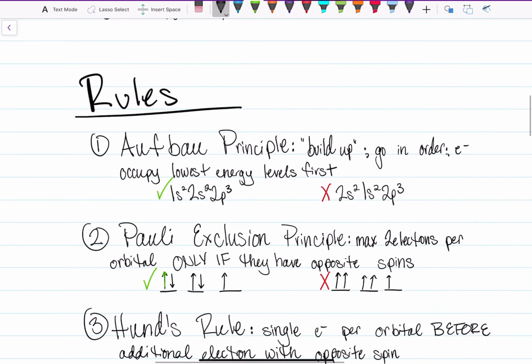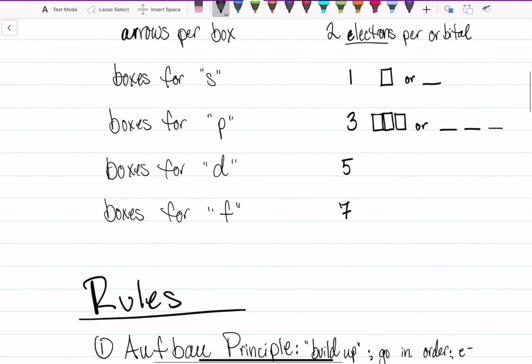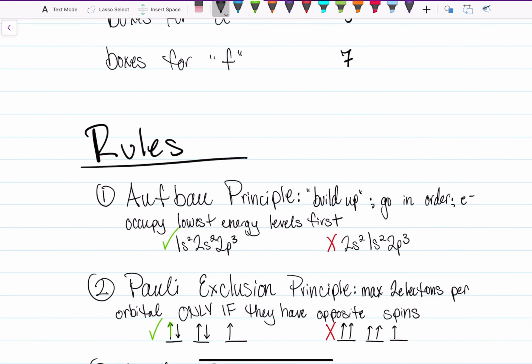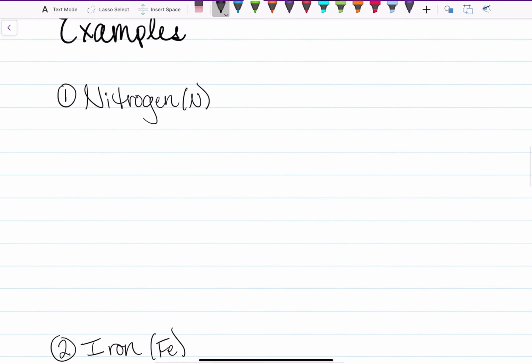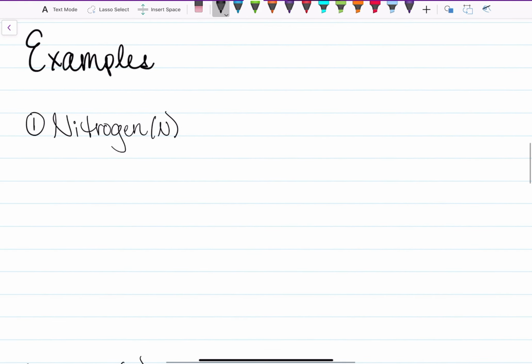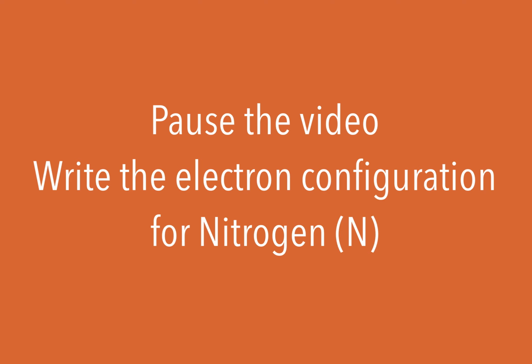Now that you guys know the symbols and you know the rules, let's start looking at how this works. So we're going to go through 2 examples together, and then you're going to try it on your own. So our first example is nitrogen. The very first step is that we need to write out the electron configuration of nitrogen. So before we can make an orbital diagram, we need to know where the electrons are. So take a second, pause the video, write out the electron configuration for nitrogen.